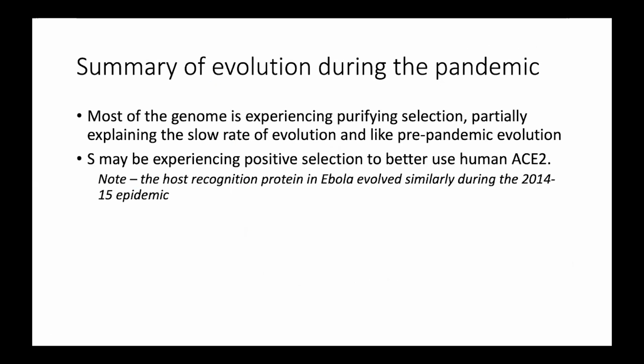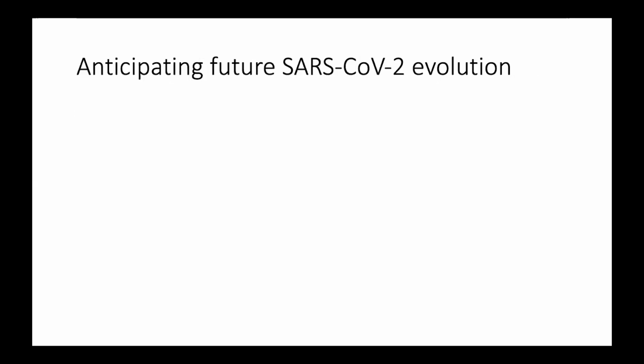Okay, so summary of evolution during the pandemic. The present evolution of SARS-CoV-2: most of the genome is experiencing purifying selection, partially explaining the slow rate of evolution. We keep talking about the slow rate, and we're attributing it to the slower mutation rate of SARS-CoV-2. But we have a slow mutation rate and we also have purifying selection putting the brake pedal on how fast this virus is evolving. But there may be sections of the genome that are experiencing positive selection, particularly this S gene that we talk a lot about. And this note here is about the comparison of S in SARS-CoV-2 to the Ebola virus and how it was evolving during a pandemic in 2014-15.